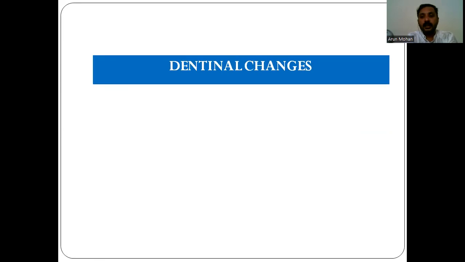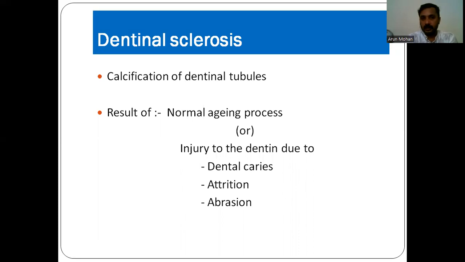So there are various dentinal changes that can happen as regressive alterations. Dentinal sclerosis is a calcification of dentinal tubules. The calcium content within the dentinal fluid gets deposited, and there will be calcification of dentinal tubules, which will try to seal off the tubules. This dentinal sclerosis either can happen as a normal aging process, or because of an injury to the dentin due to dental caries, attrition, abrasion, or any such factors. It can happen as a response for protecting the pulp.